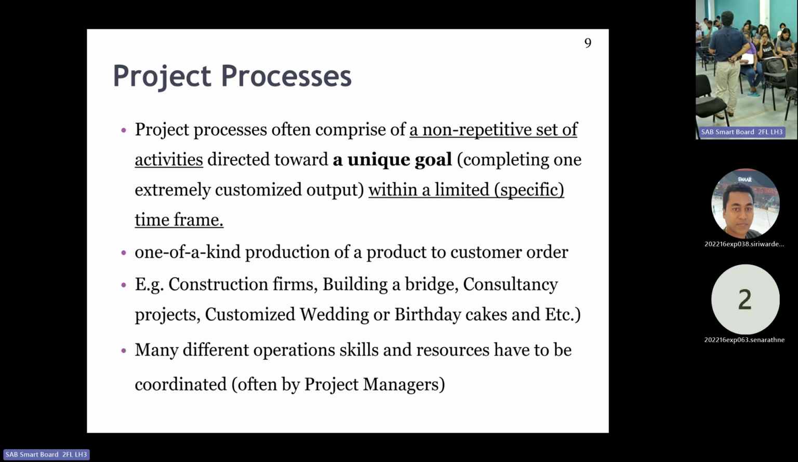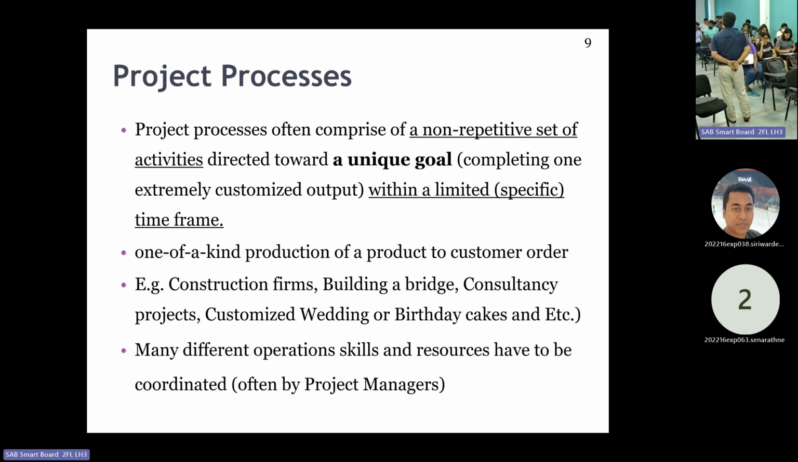But what is the main advantage? Highly customized outputs that are completed within a time frame. Such process management we call project management. Their operations management activities are project management activities: project planning, project scheduling, and then project implementation, project expediting. Those are the operations management activities with projects.